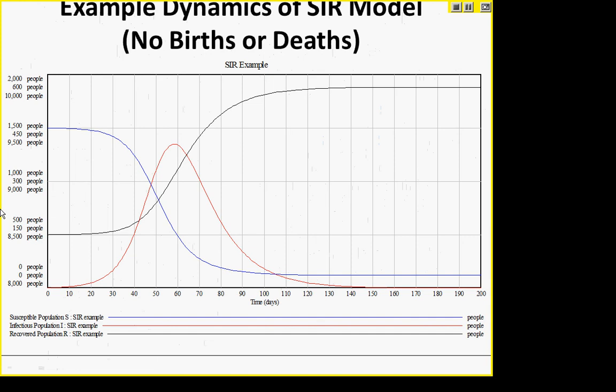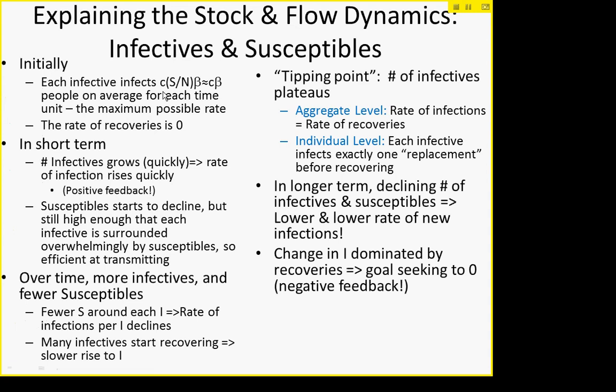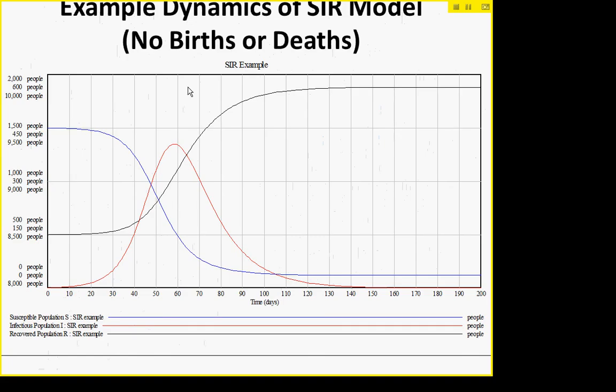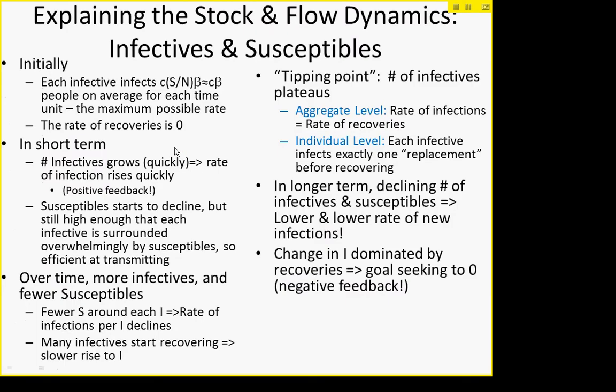Down here, each infective is infecting close to C times beta number of infections, because S over N is close to 1. So here, what we have is a kind of stock and flow dynamic that we can view at an aggregate level or view at an individual level. And we'll see why this individual level story is so important in understanding things in just a minute. So that's kind of the role here.